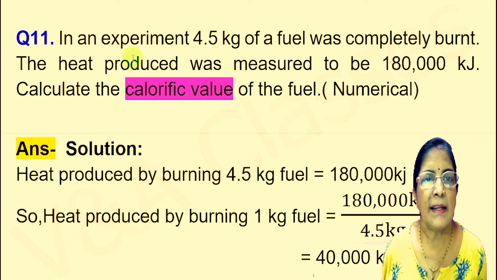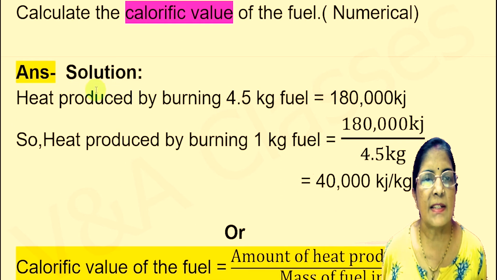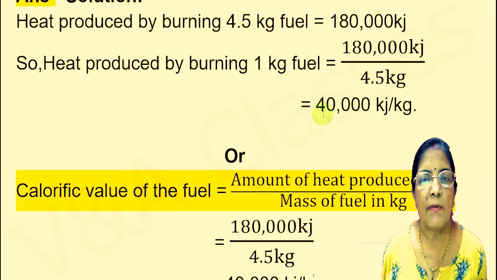Now next question, in an experiment, 4.5 kg of a fuel was completely burnt. The heat produced was measured to be 180,000 kilojoules. Calculate the calorific value of the fuel. This is a numerical, so solve it starting from the solution. Heat produced by burning 4.5 kg of fuel equals 180,000 kilojoules. So heat produced by burning 1 kg of fuel equals 180,000 kilojoules upon 4.5 kg. After solving, the value is 40,000 kJ per kg.